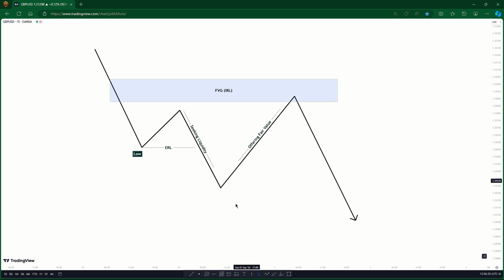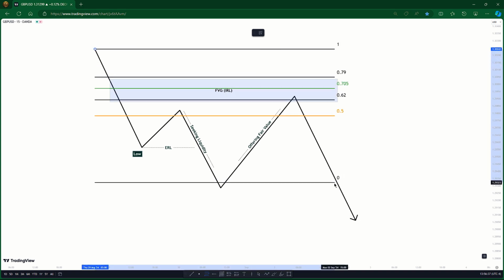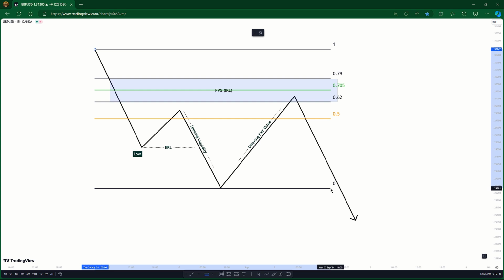When the market tries to go back to rebalance that fair value gap, at least you'll be ready to jump on the upside, because you already know that external range liquidity has been taken out. When you pair that with time, let's say you are trading in the London zone or New York session, at least you know what the market has already done. You know where the market is coming from, and now you have an idea of where it might reach to.